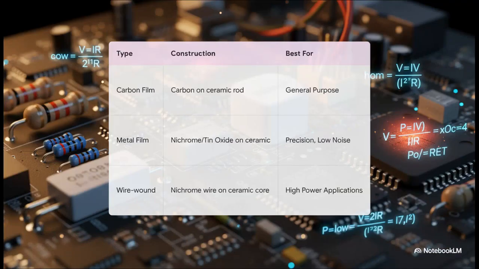And just like you wouldn't use a hammer to turn a screw, we have different resistors for different jobs. Think of carbon film resistors as your all-rounders, your general-purpose go-tos. When you need things to be super precise and quiet, you use metal film. And for heavy-duty, high-power stuff, you bring out these big, bulky wire-wound resistors.